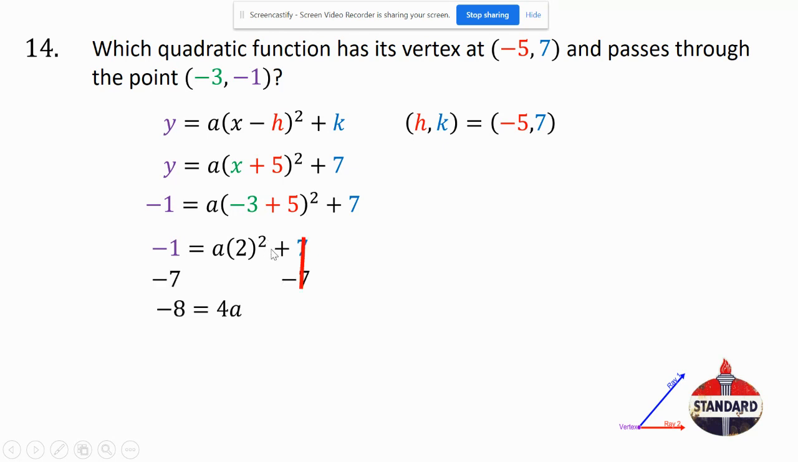I guess I went ahead and minus 7 first. I went 2 squared, which is 4, and I minus the 7 from each side, so I get -8. Divide by 4, so a is -2. So to write a function, I go back up here to this equation right here, leave the y alone. My a is -2. I leave the x. I already know it's plus 5 quantity squared plus 7. I just wrote an equation.